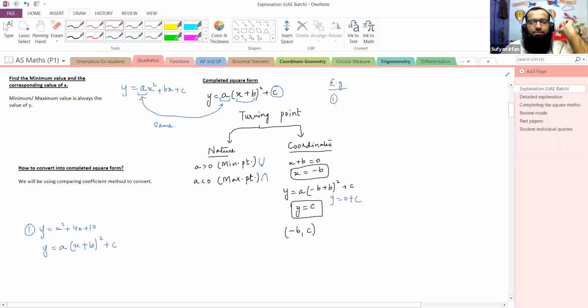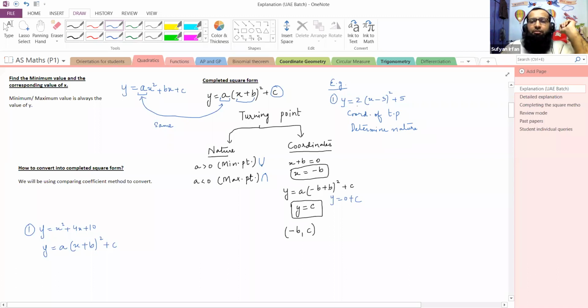Let's take a few examples. Example number 1: 2 times (x minus 3) whole squared plus 5. This is a completed square form, and the examiner has told me to find the coordinates of the turning point and also determine the nature. This means I have to find the coordinates of the turning point and also determine the nature. Now, how can I find the coordinates of the turning point and how can I determine the nature?